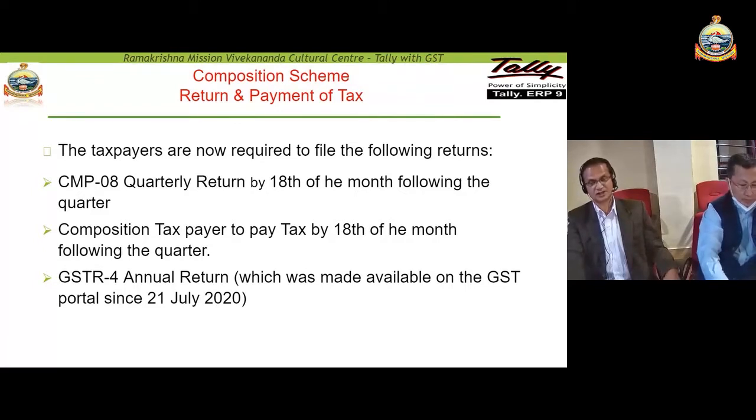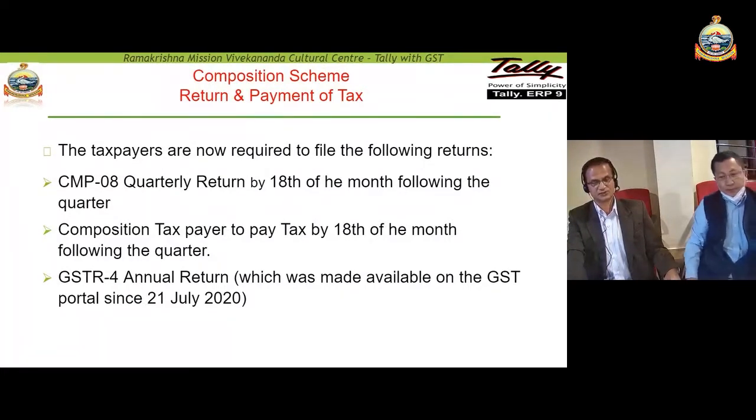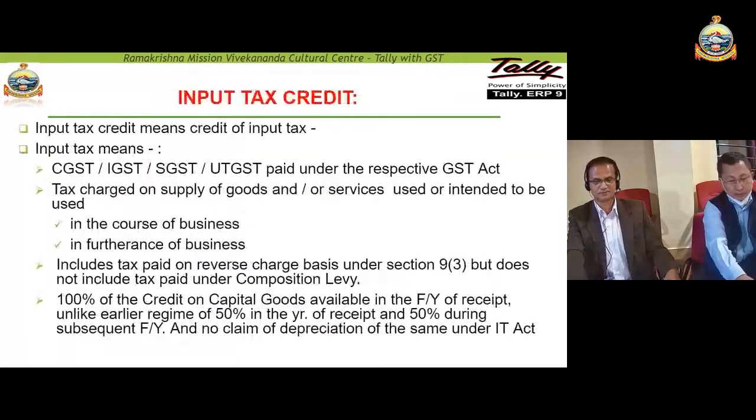And composition scheme dealers will be submitting an annual return in the form GSTR-4. I may make it a bit clear here that initially when GST was rolled out, the composition taxpayer had to submit the quarterly return in the form of GSTR-4, but now this has been changed to GST CMP-08, and GSTR-4 has become the annual return.